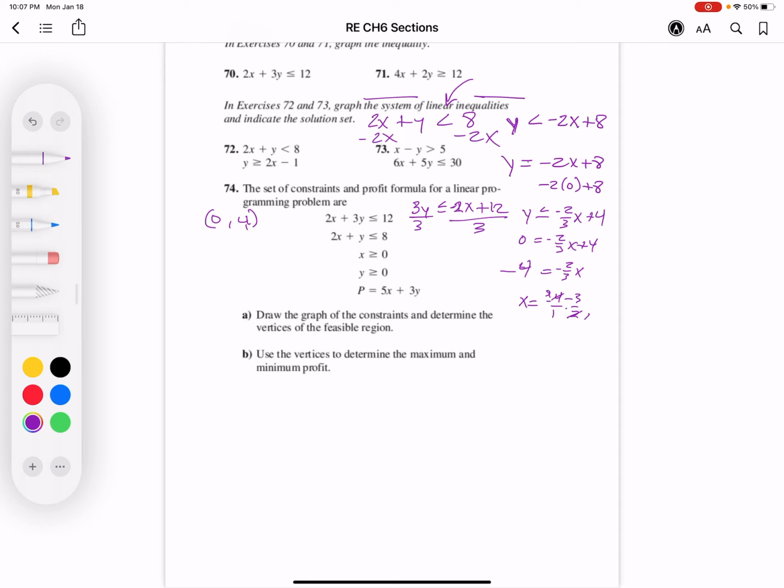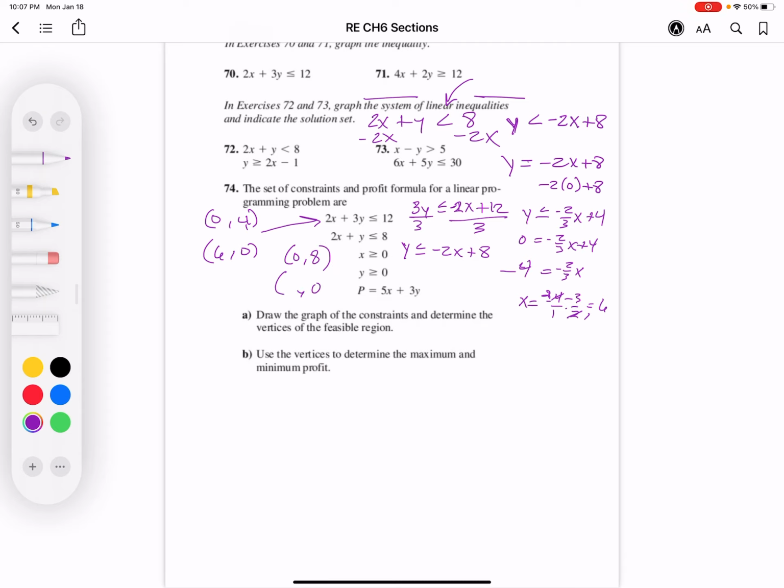That's going to give us x equals 6. So we've got 6, 0 for this equation. And then let's do the next one as well. We've got y less than or equal to negative 2x plus 8. So that intercept is going to be 0, 8.